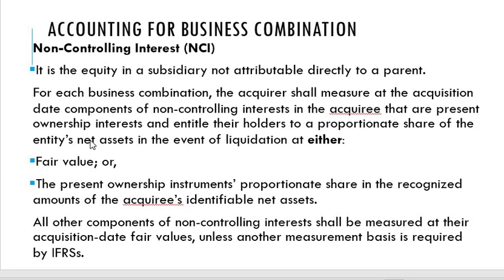So for each business combination, the acquirer shall measure at the acquisition date components of non-controlling interest in the acquiree that are present ownership interests and entitle their holders to a proportionate share of the entity's net assets in the event of liquidation at either fair value, or the present ownership interest's proportionate share in the recognized amounts of the acquiree's identifiable net assets. Meaning, the share of the NCI is proportionate to the fair value of the assets and liabilities of the acquiree or the subsidiary. All other components of non-controlling interest shall be measured at their acquisition date fair values unless another measurement basis is required by IFRS.